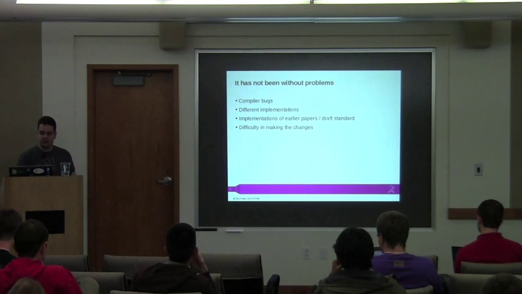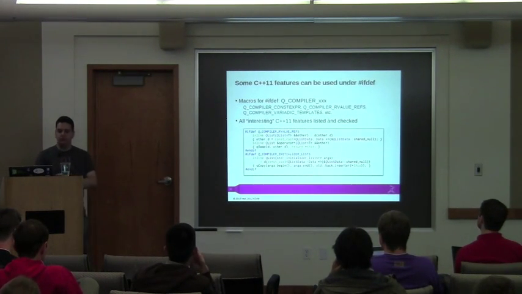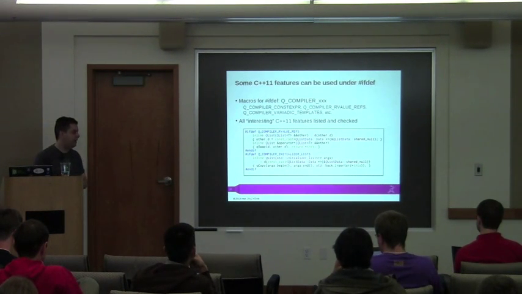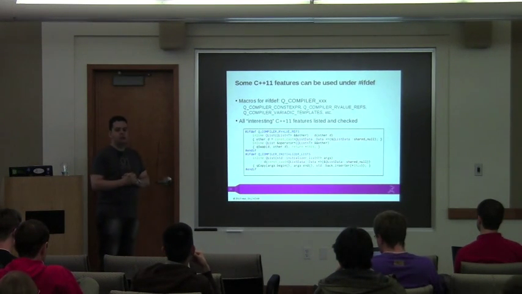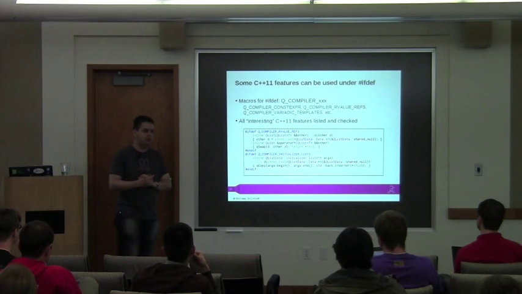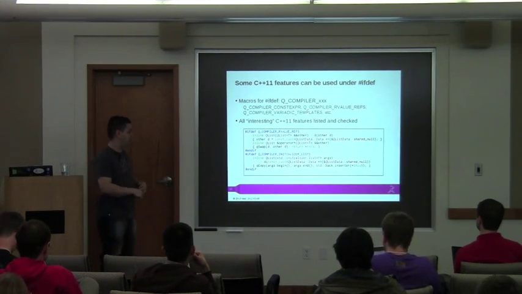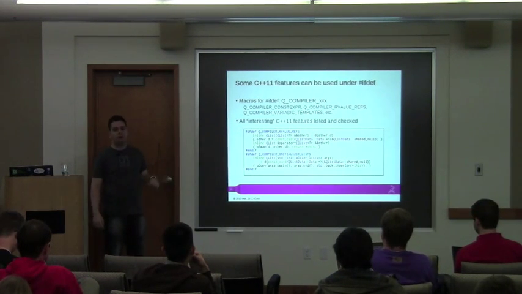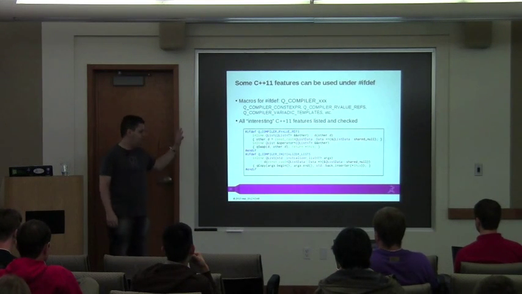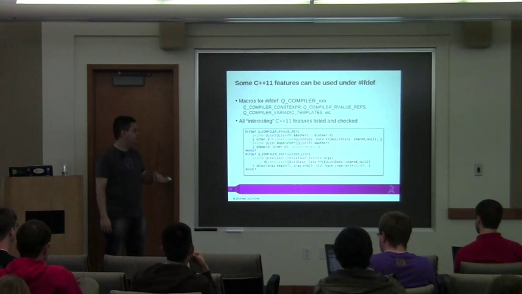So how have you done this? The details are like this. Some of the features can be used under ifdef. Right? We have lots of Q compiler macros. So I went through the standard, the GCC and Clang pages on what features exist in C++11, created a list. They're all checked and tested on all compilers we support and all existing versions. So if you include qglobal.h, you get these defines and you can start using them.